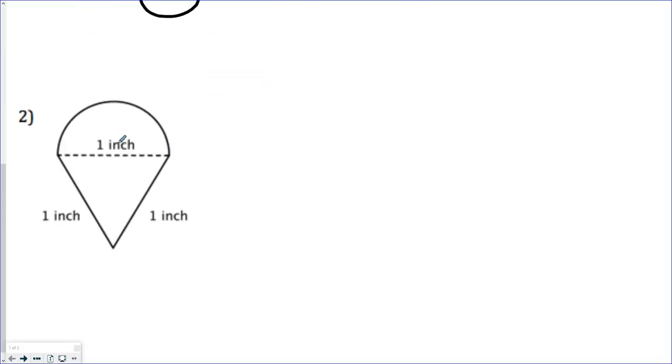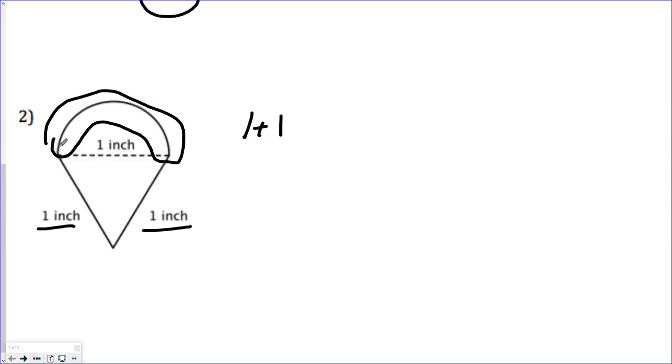So like in number 2, we wouldn't use this 1 inch as it is because this is 1 inch on the inside. So we don't really care for that. We would do this 1 inch and 1 inch. So we're going to do 1 plus 1. That's these two sides here. But we also need to know how big this curve here is because that's part of the perimeter as well. Now getting curves is a little difficult.